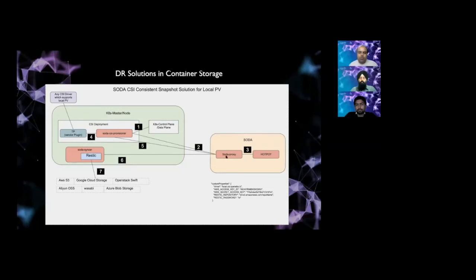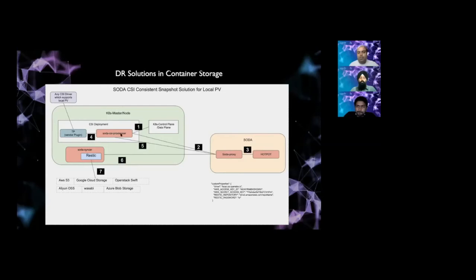SODA proxy is a component which helps you connect to any of the SODA API servers to get all the profile information. And here, if you see in the CSI deployment, we have our SODA CSI Provisioner, which runs along with any of the CSI drivers which support local PV. So say a user gives a request to create a PV, right?